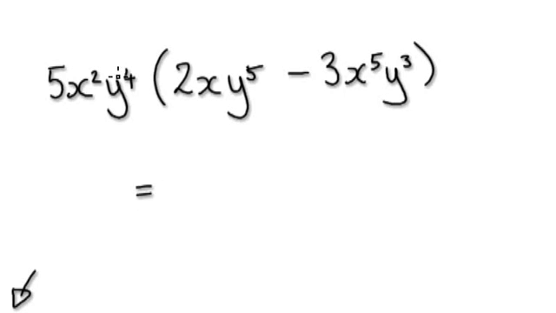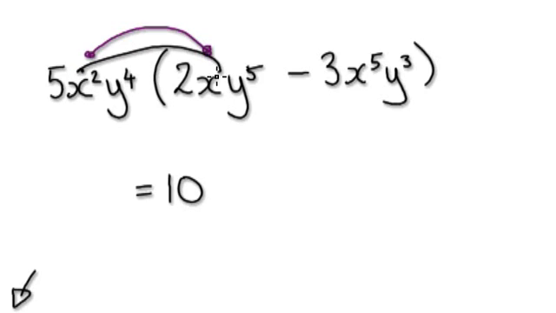Okay, this times this will be, well, let's merge the 5 and the 2 together. So 5 times 2 will be 10, and then x squared times the x over here will be x to the power 3, and then y to the power 4 times y to the power 5 will be y to the power of 9.